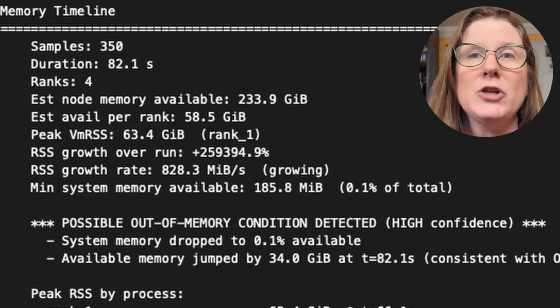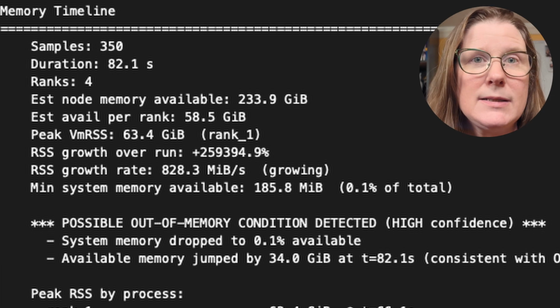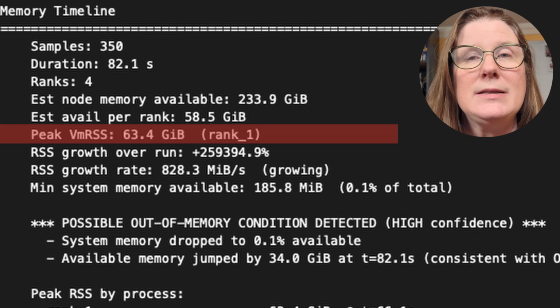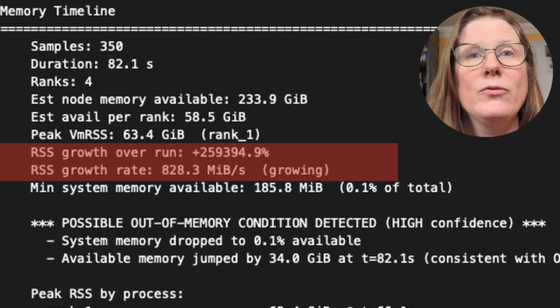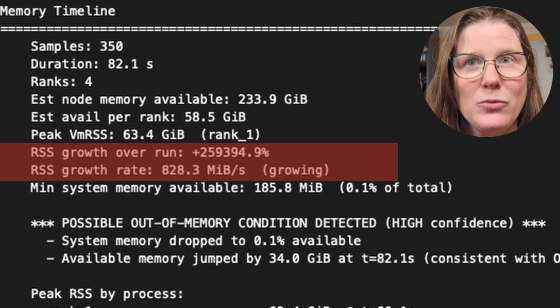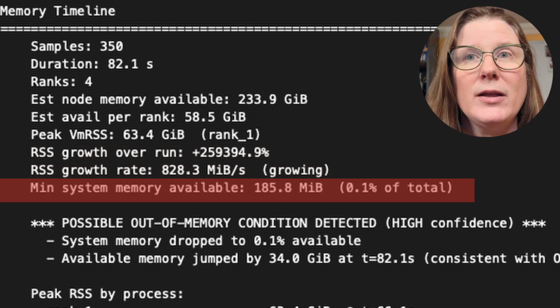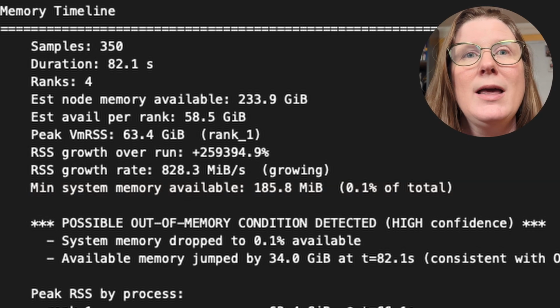Here's output from a job that ran into trouble. Right away you can see warning signs. The peak memory was nearly 63 gigabytes on rank 1. Memory grew by over 259,000% during the run. It started small and ballooned. And critically, system available memory dropped to just 186 megabytes, only 0.1% of total. That's a system on the edge of running out.